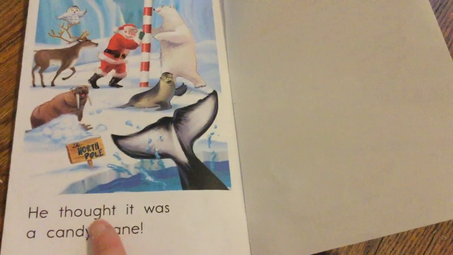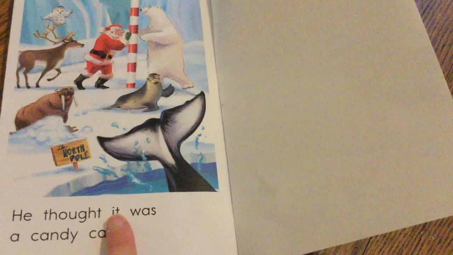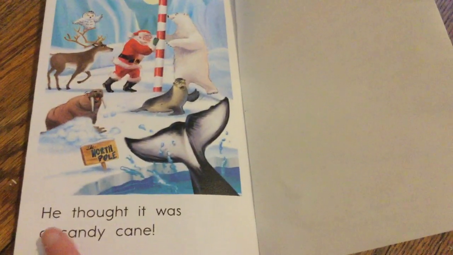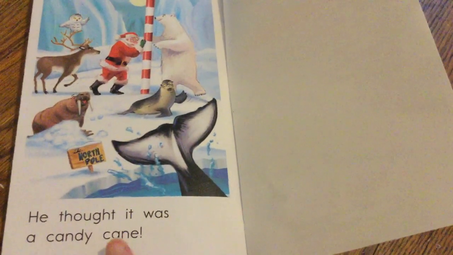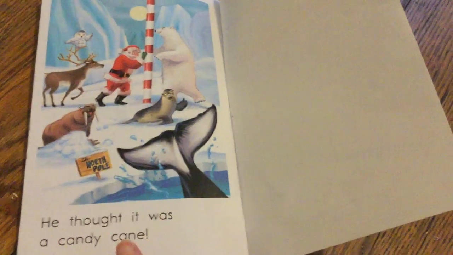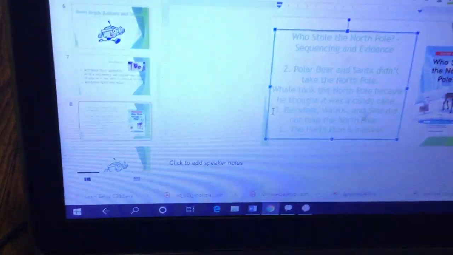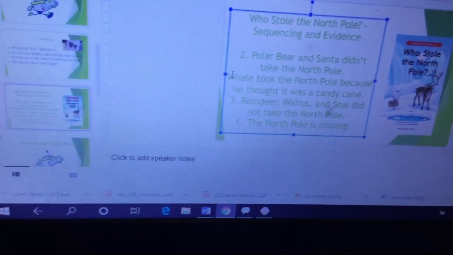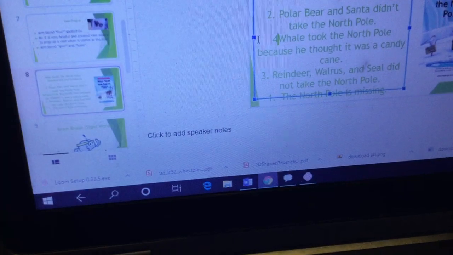He thought it was a candy cane. Oh my goodness, that's so silly every time I read that. So now we'll come back over here and we are going to put a 4 next to the very last line on our PowerPoint, because that event came last in our story. So we're going to put a 4 and a dot.